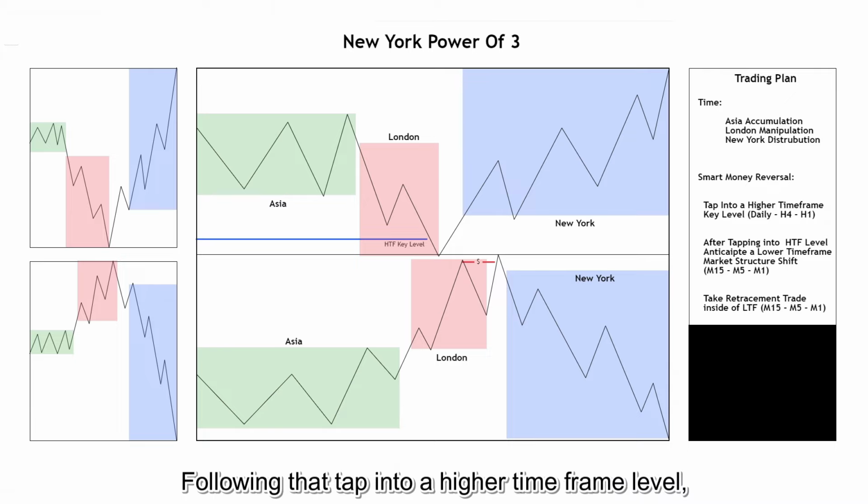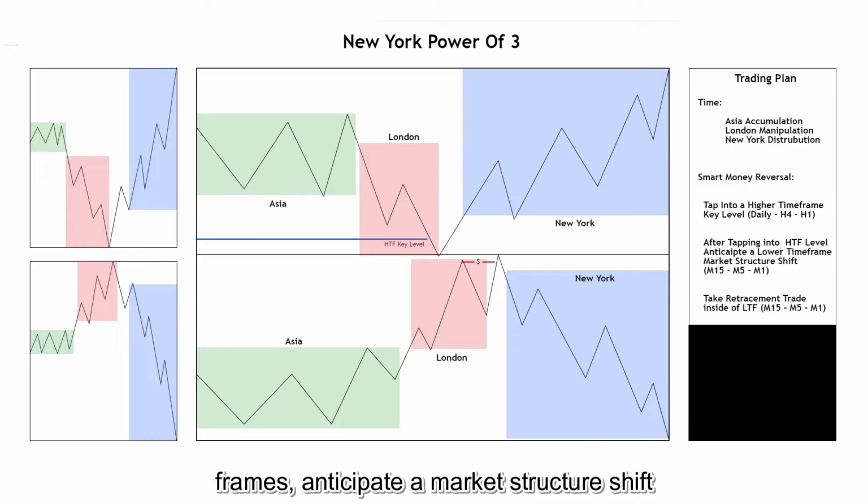Following that tap into a higher time frame level, we want to go down into the lower time frames and anticipate a market structure shift from that area, following a retracement on the lower time frames into a lower time frame level, like a fair value gap, order block during the New York session for that reversal signature.